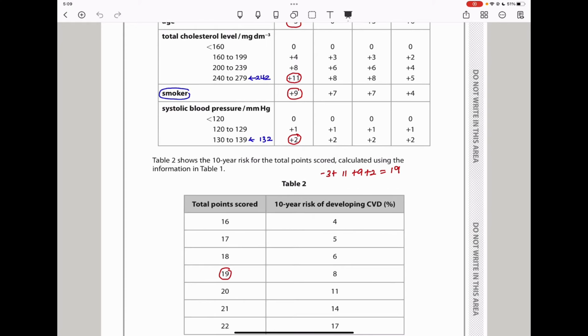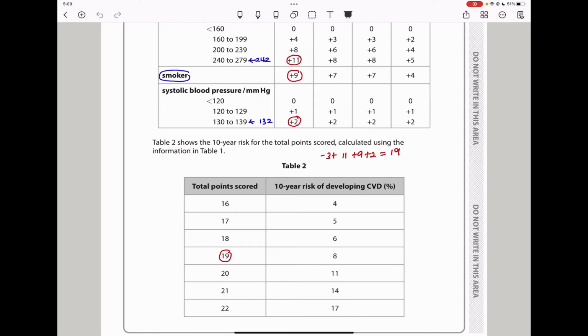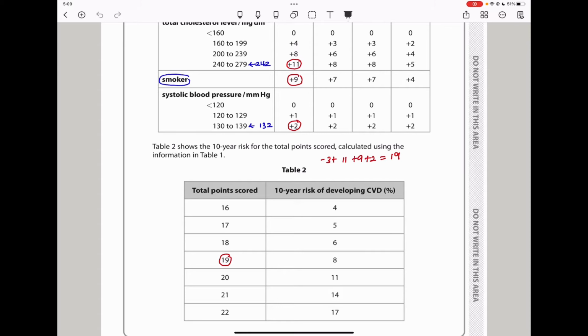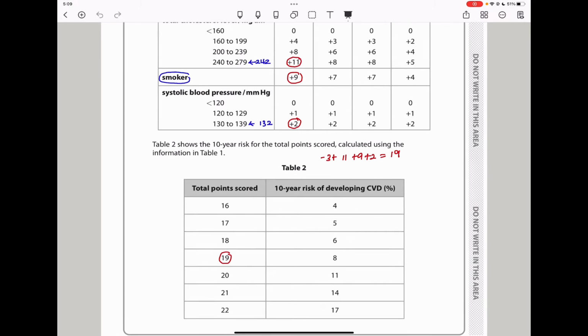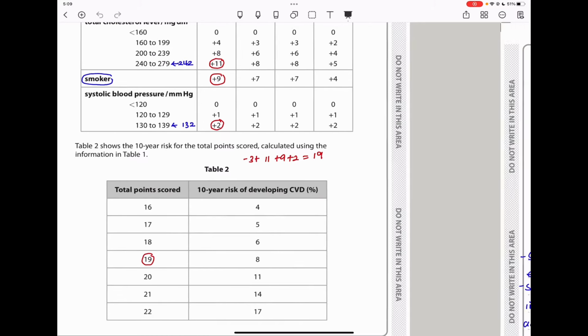So let's first continue down to table 2. Table 2 shows the 10-year risk for the total points scored calculated using information in table 1. So we'll calculate information from table 1 and we will refer to table 2. The parts I marked here, I'm going to come back to them when I read the next question. So let's just continue here.